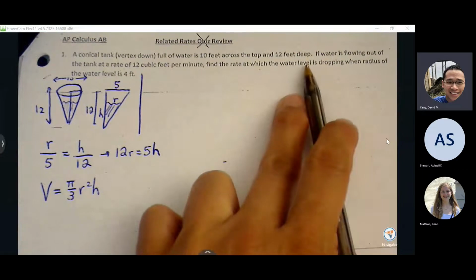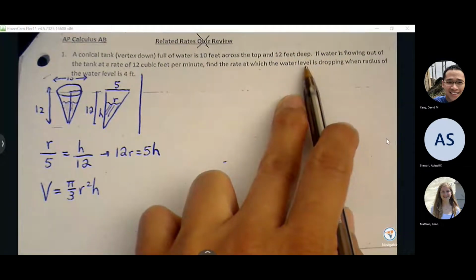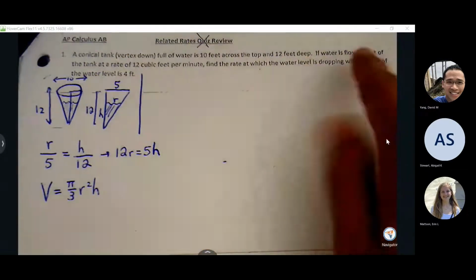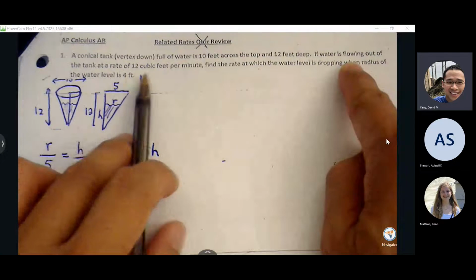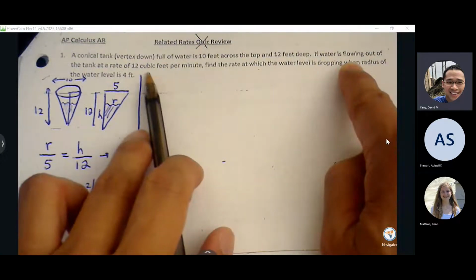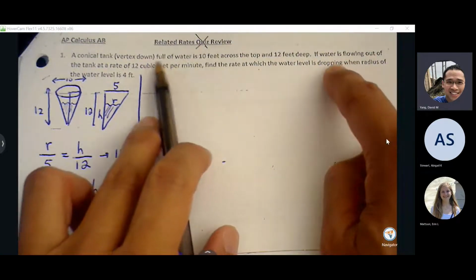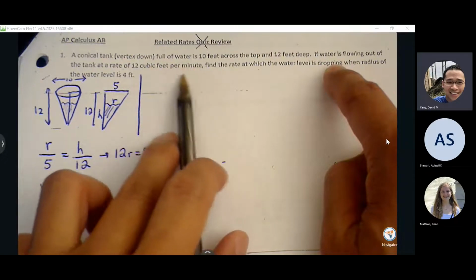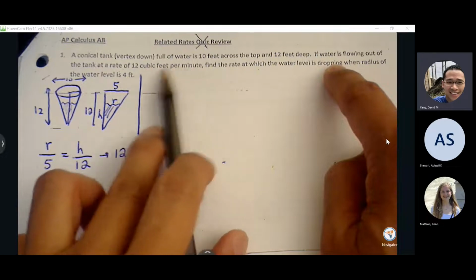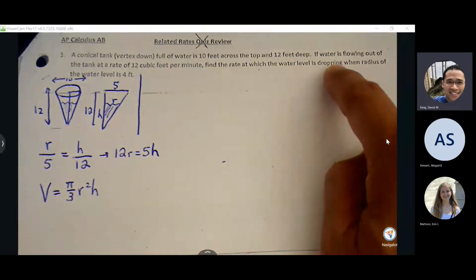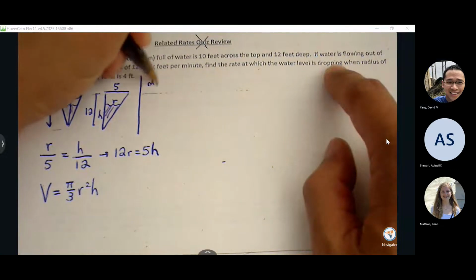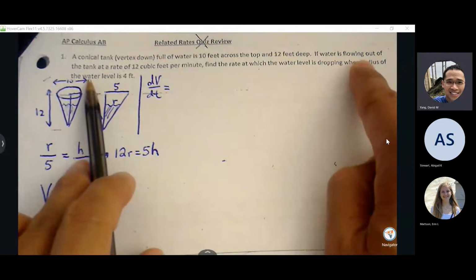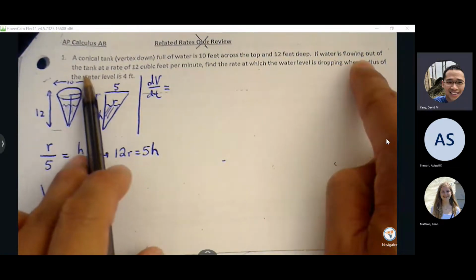Okay, so we know water is flowing out of the tank at a rate of 12 cubic feet per minute. So if the water is flowing out, we know that's referring to dV/dt because we're talking about cubic feet. We know that's volume related per minute. There's also a time component. So volume and time is going to narrow us down to just involving dV/dt. Okay, water's flowing out of the tank, so we know that's going to be a negative rate.